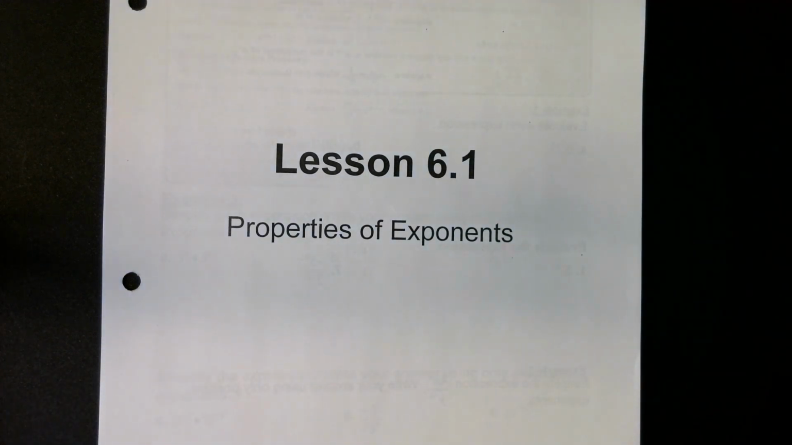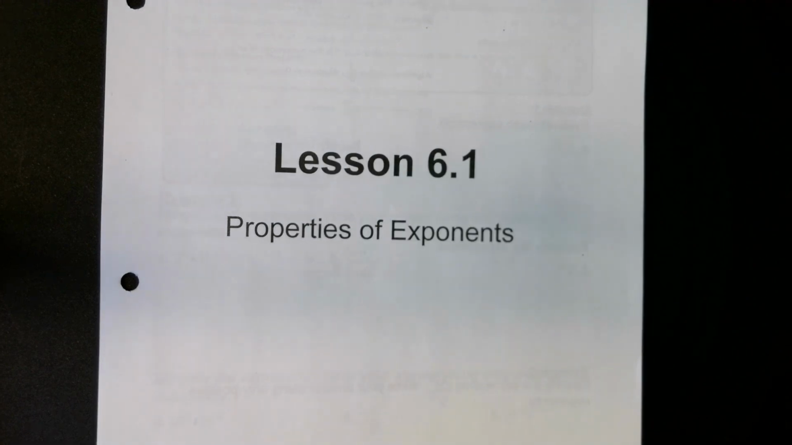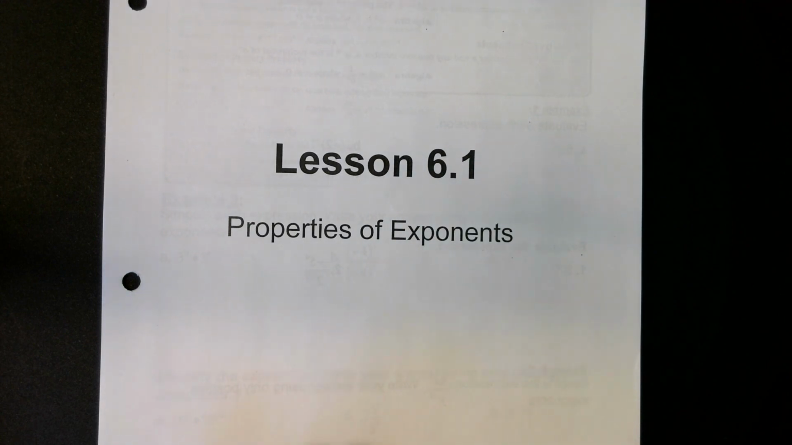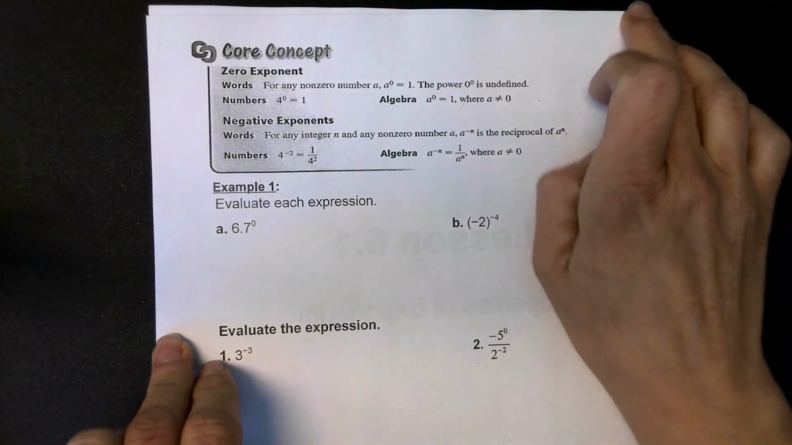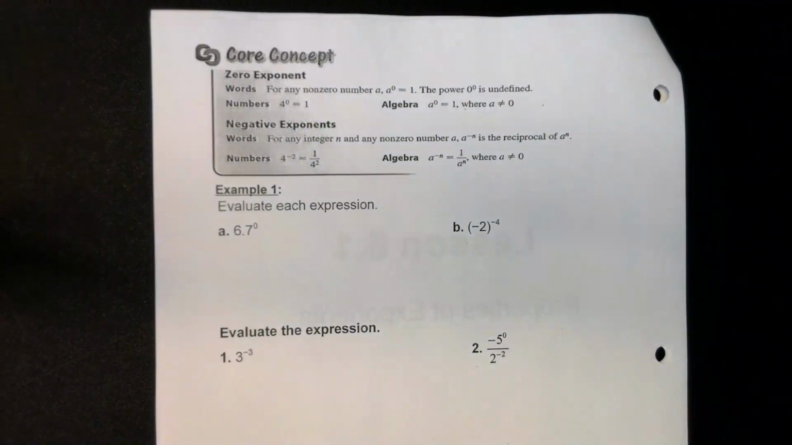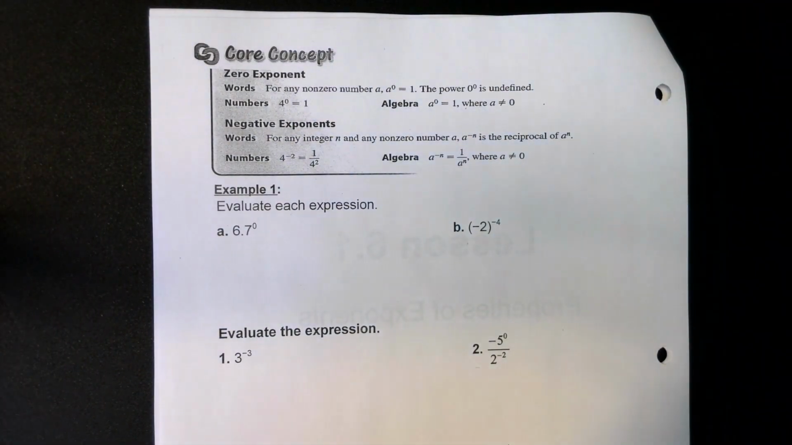All right, so lesson 6.1 is all about properties of exponents. And there are actually a lot of properties, so just pay attention. The more you work with them, the easier they will get. Okay, so the first two core concepts, or properties, are the zero exponent and then the negative exponent.